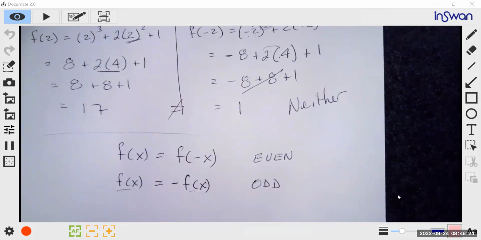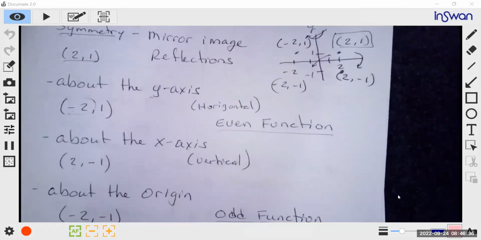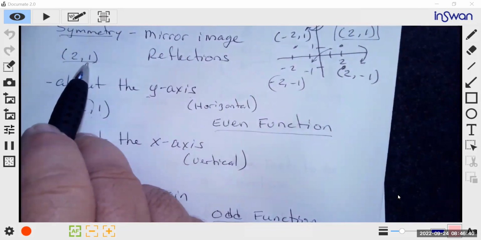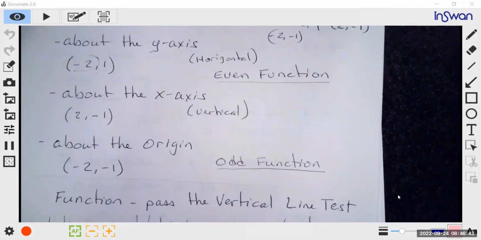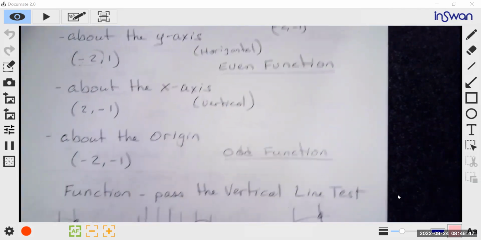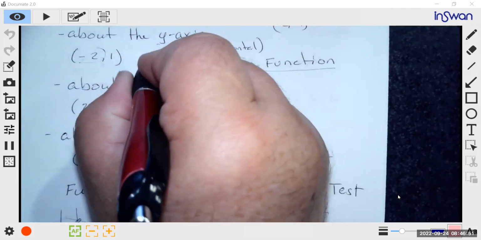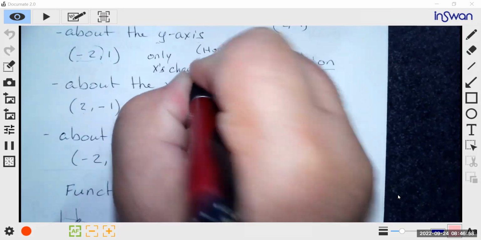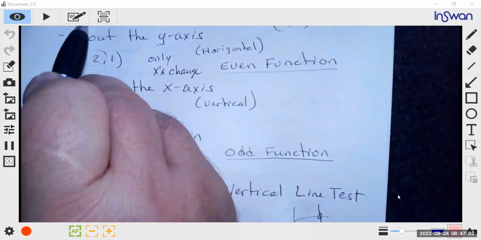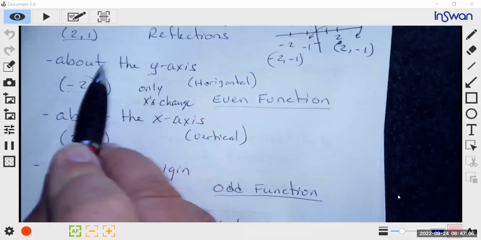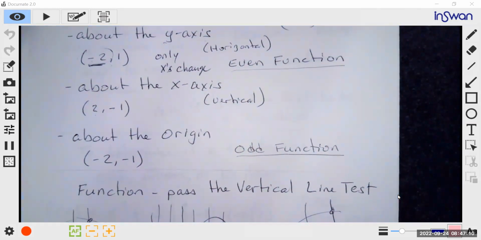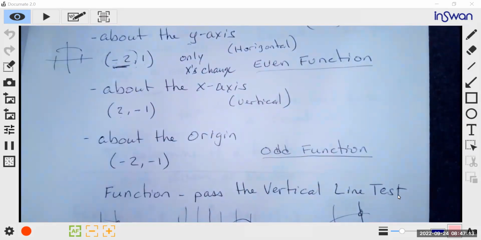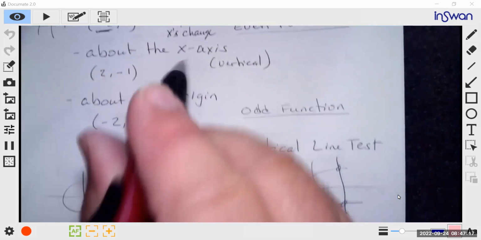All right, so that's symmetry. Now, with what I started off talking about here for symmetry, you have a point. If it's across the y-axis, what changes? Only x's change, and they only change sign. So I start off with 2, 1 here. That's my original point. If I flip it across the y-axis, the x changes sign. The only things that change are the x values. The y stays the same. And that's called an even function.